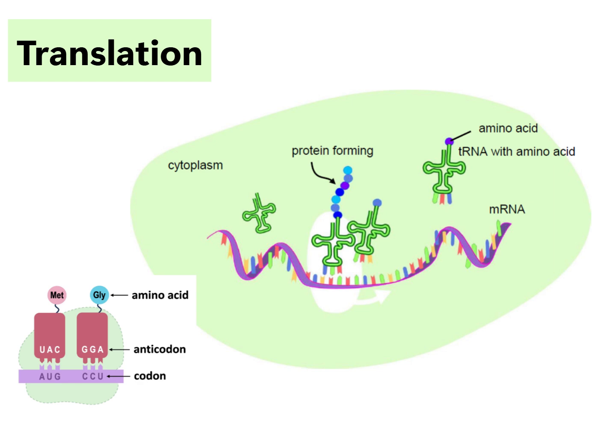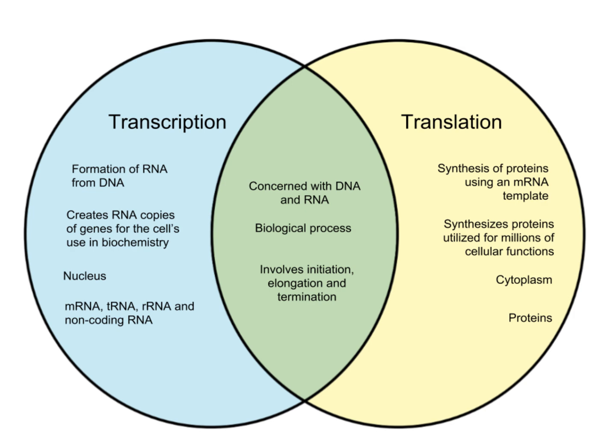Now, it's important to note the differences between transcription and translation and where they overlap. Transcription involves the formation of RNA from DNA, creating RNA copies of genes for the cells using biochemistry. It occurs in the nucleus, and it uses mRNA, tRNA, rRNA, and non-coding RNA. Translation, on the other hand, synthesizes proteins using an mRNA template in the cytoplasm. They overlap in that in biological processes, they both involve initiation, elongation, as well as termination.